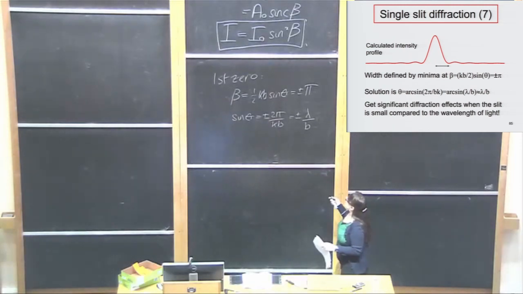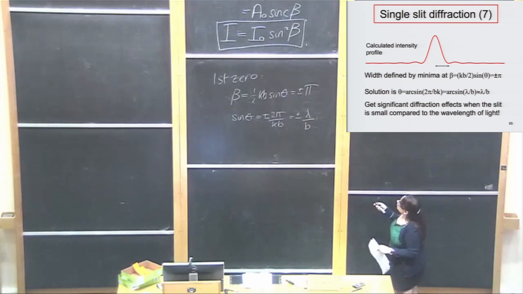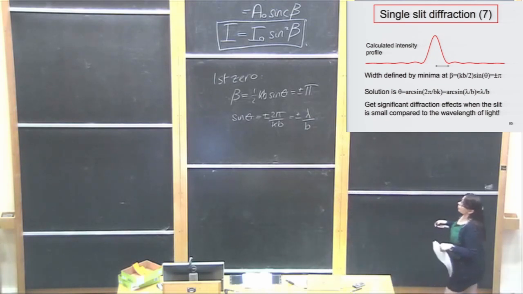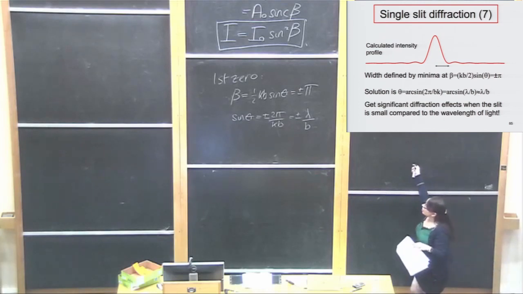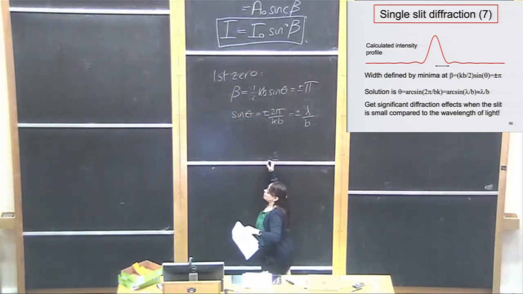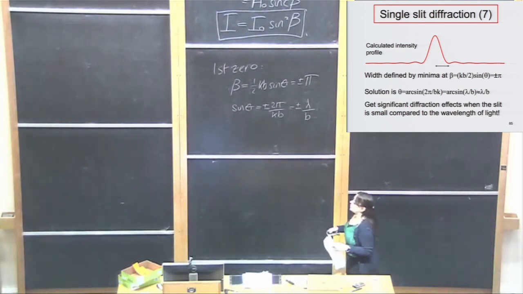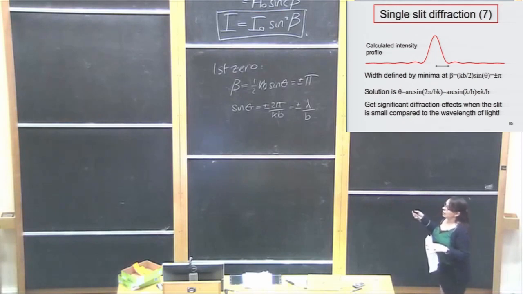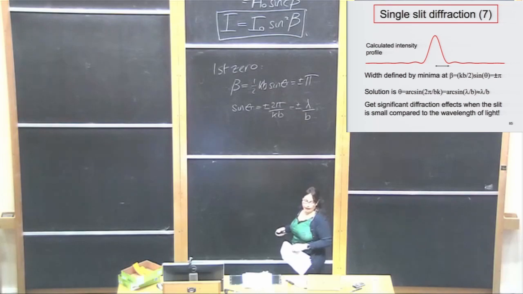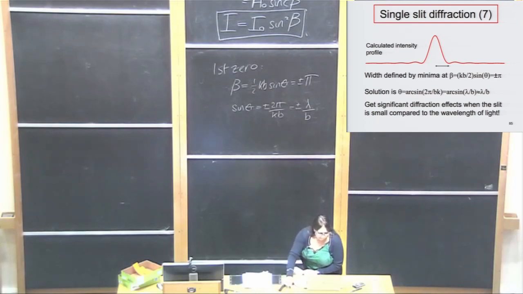What you can see as well is that you have significant diffraction effects if your slit width is very small, particularly if it's comparable to the wavelength of the light that you're working with. If you've got a very, very large slit, a very large aperture, then your diffraction effects are very small. We'll talk about it probably tomorrow, but this is why, for telescopes for example, you want very large diameter lenses, because you want to reduce the effects of diffraction.